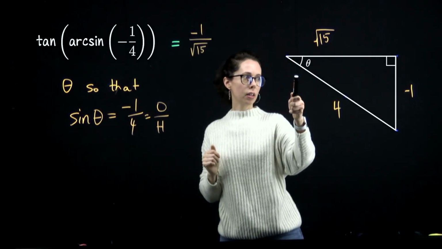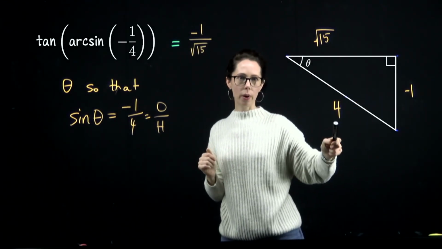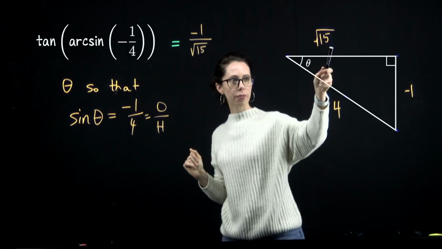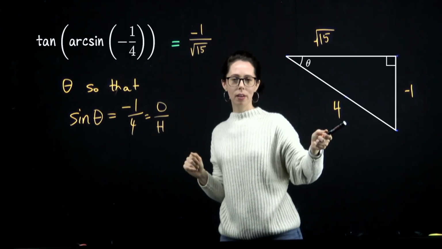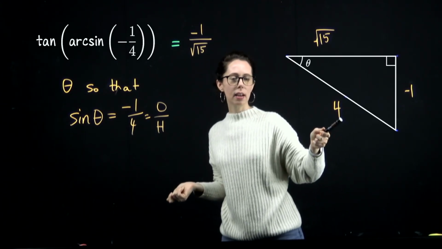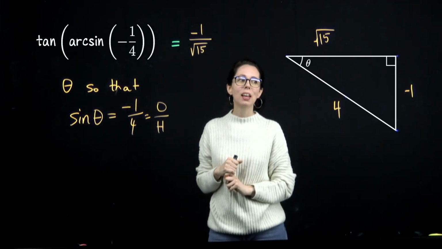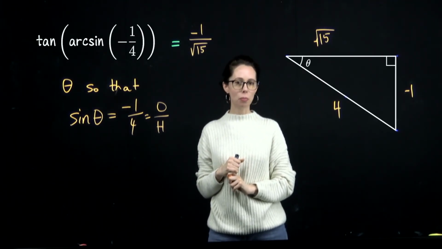Sine of theta will be -1 over 4, that's no surprise. And then cosine of theta will be square root of 15 over 4. Secant of theta would be 4 over the square root of 15, etc. Okay, let's wrap up with one more example.